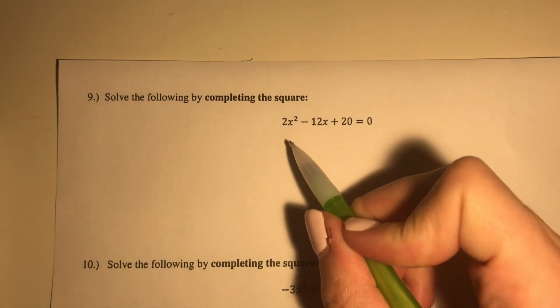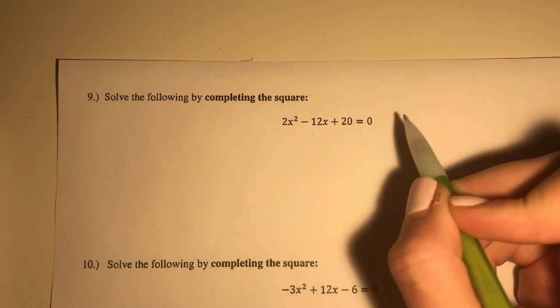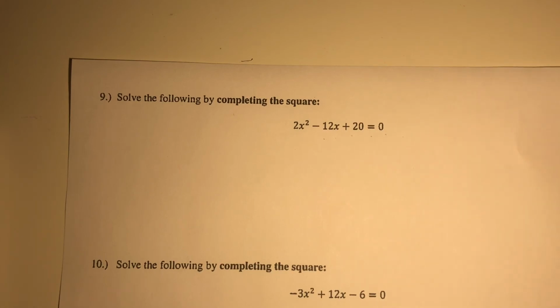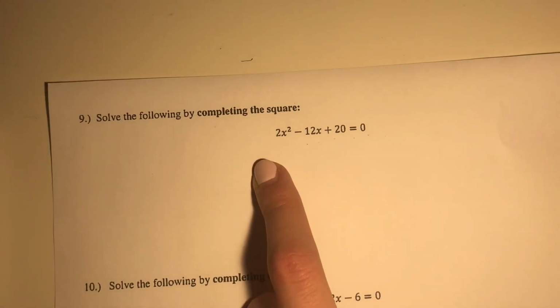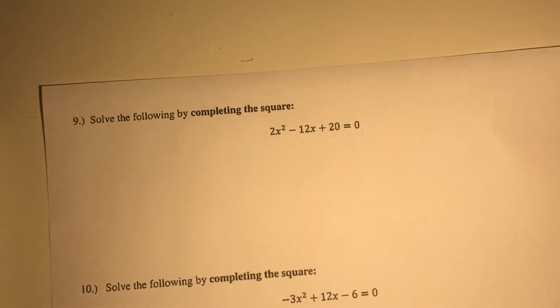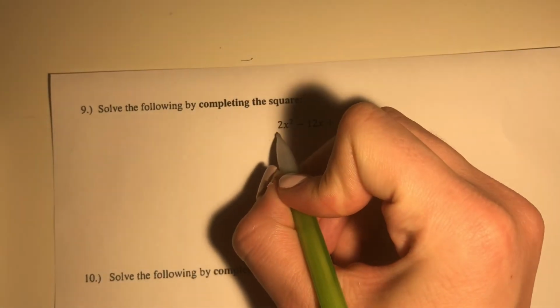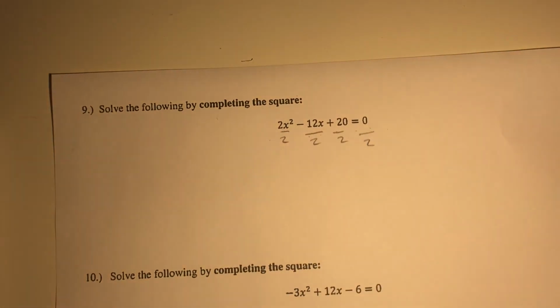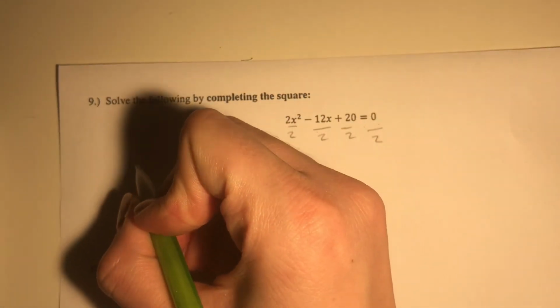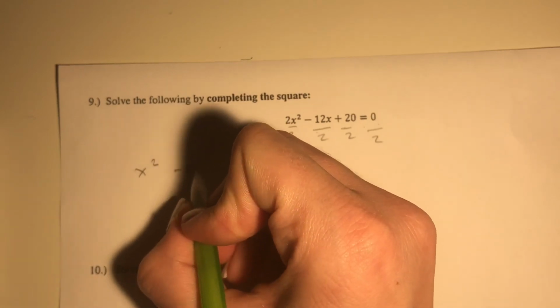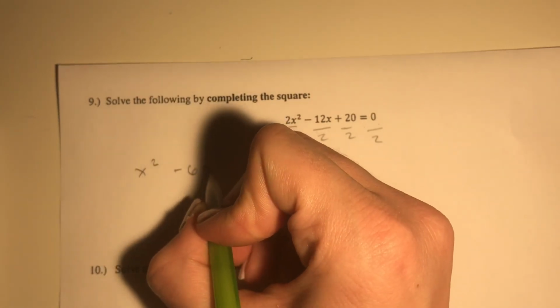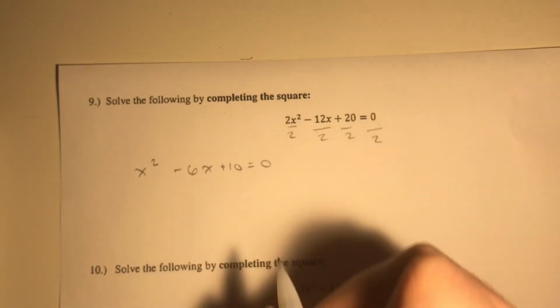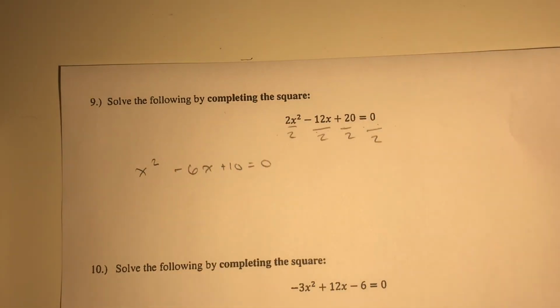So for completing the square, we have 2x squared minus 12x plus 20 equals 0. Okay, so what is the greatest common factor of this thing? I know we're not using greatest common factor, but what number do all of these numbers have in common? Well, if you said 2, then you are correct. So divide by 2, divide by 2, divide by 2, and divide by 2 on the 0 side, because that's how you make it mathematically relevant. So we are left with x squared minus 6x plus 10 equals 0.